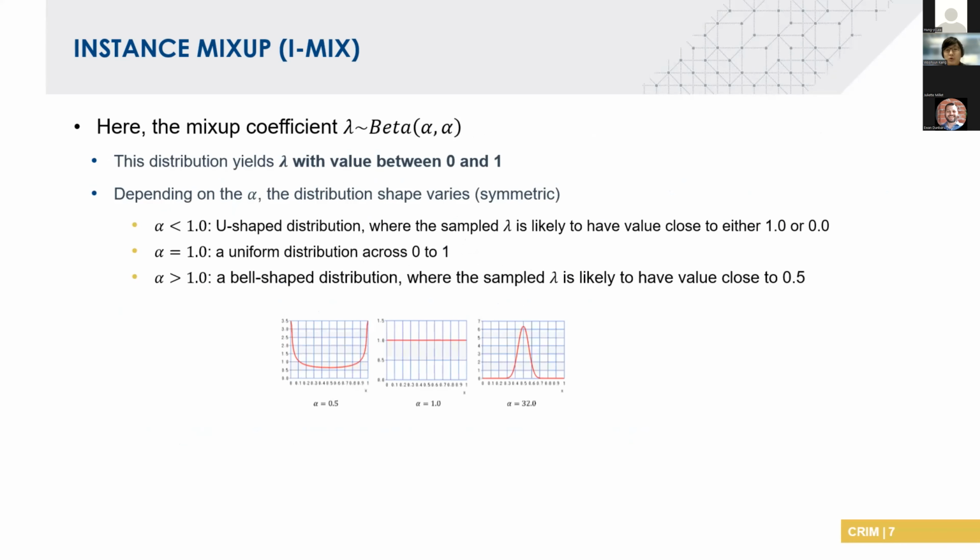And for the lambda coefficient for linear interpolation, iMix uses the same method as in the standard mix-up strategy, where the lambda is randomly sampled from a beta distribution. So it's going to have a value between 0 and 1. And depending on the alpha parameter, the beta distribution and the sampled lambda will have a very different behavior.